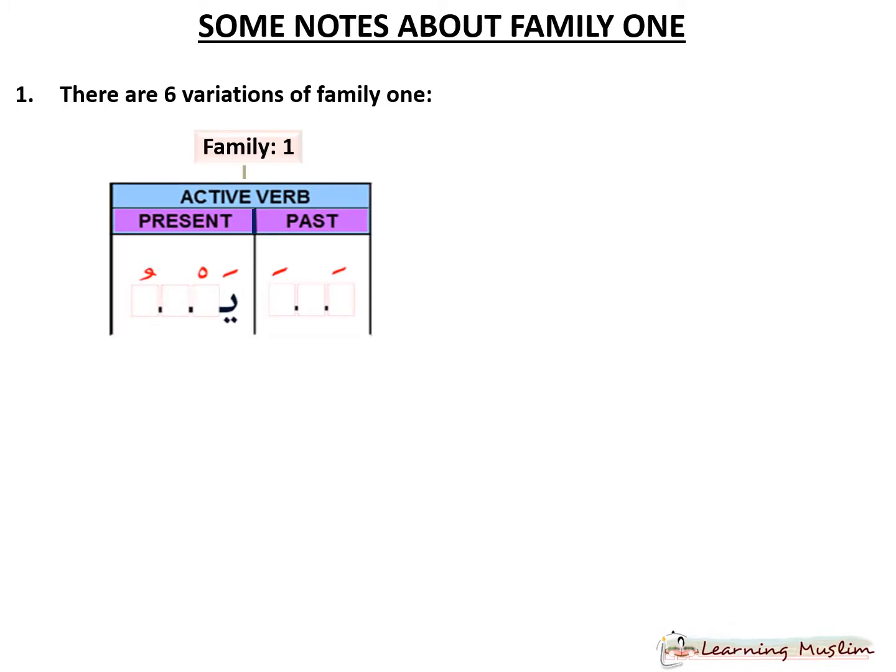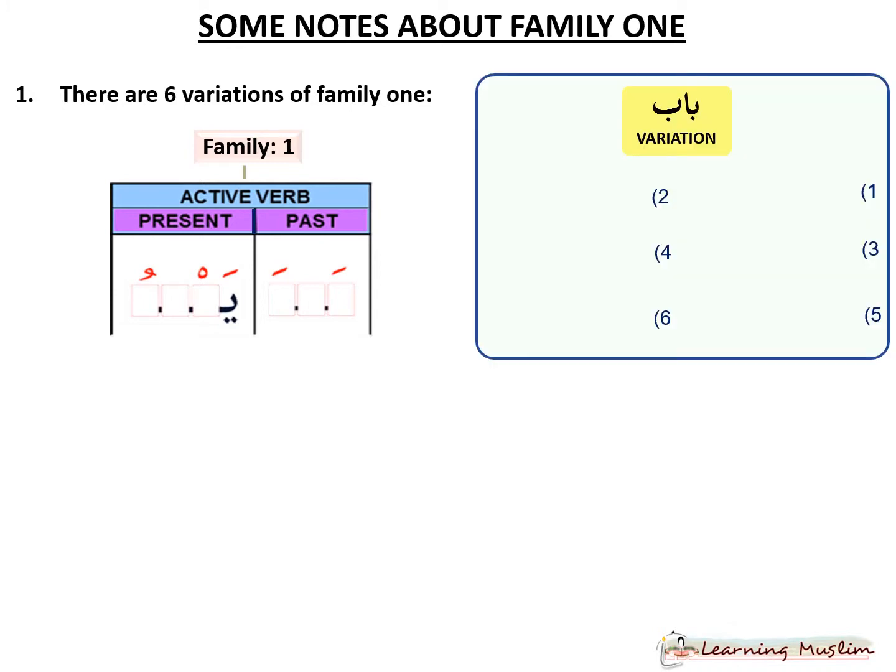And what we mean by that is that in the family 1 past and present tense, we see that we have no constant haraka on the ain kalimas of the past tense and the present tense. So because of that, we have 6 variations of family 1. We call a variation a bab. So we have bab fataha yaftahu, the first one, where we have a fatha on the ain kalima on both the past and the present.